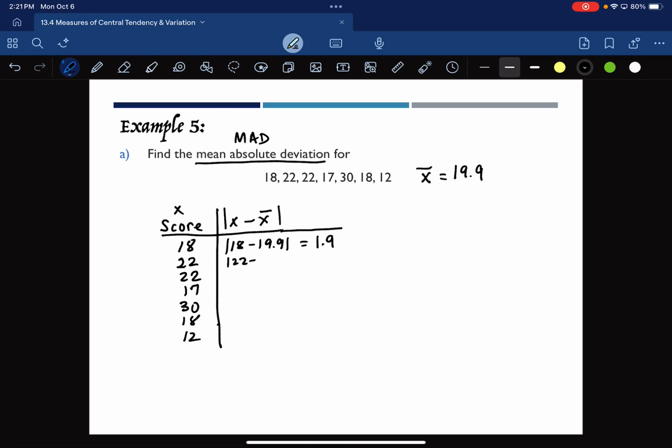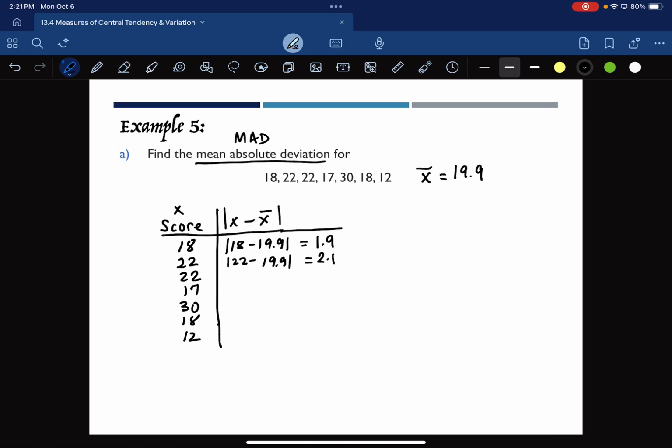We're going to do the same thing with 22. What is 22 minus 19.9? And then the absolute value. 2.1. If you're struggling to do this in your head, grab a calculator.